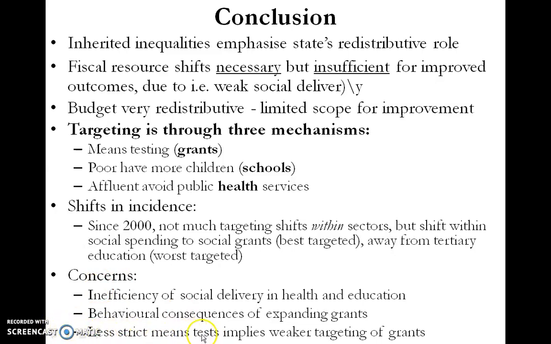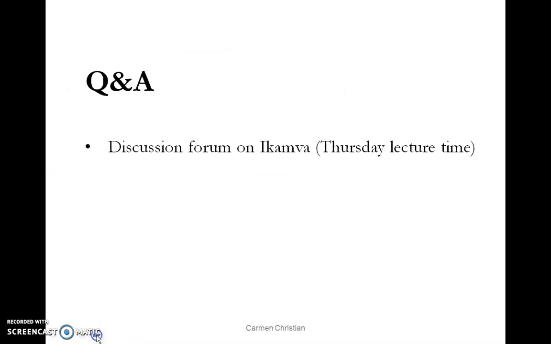A less strict means test implies weaker targeting of grants, because there have been some propositions made that we should do away with the means test because it's too administratively burdensome and expensive, and rather just give the grants to everyone according to minimal criteria. But if that were to happen, it would not be well targeted at the poorest of the poor, and you might have an error of inclusion.